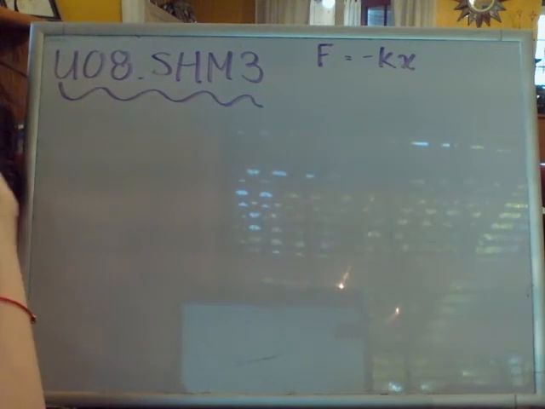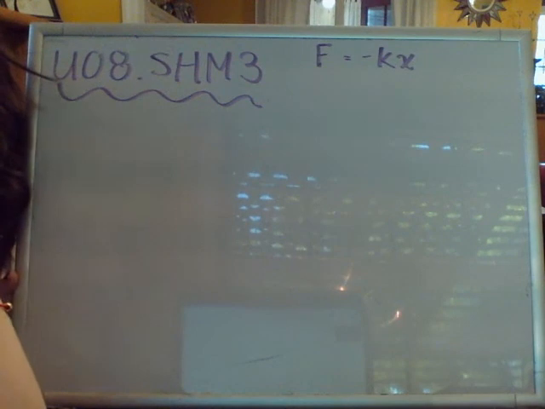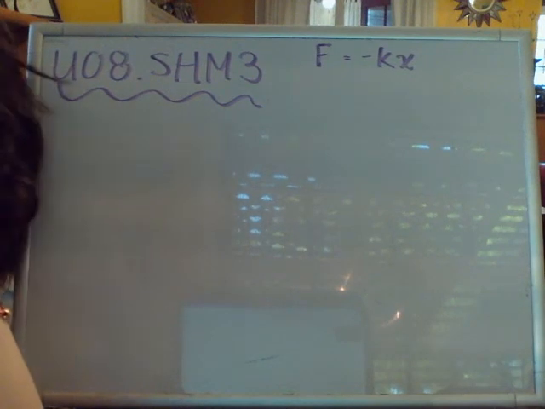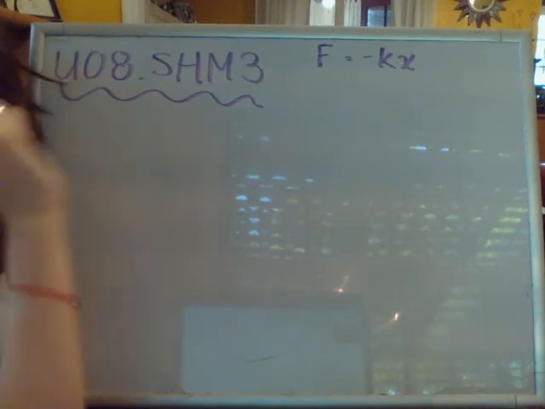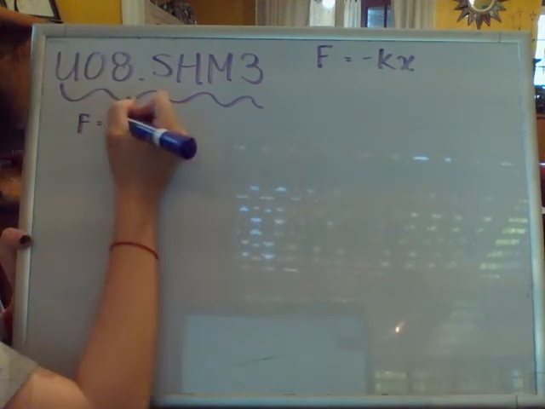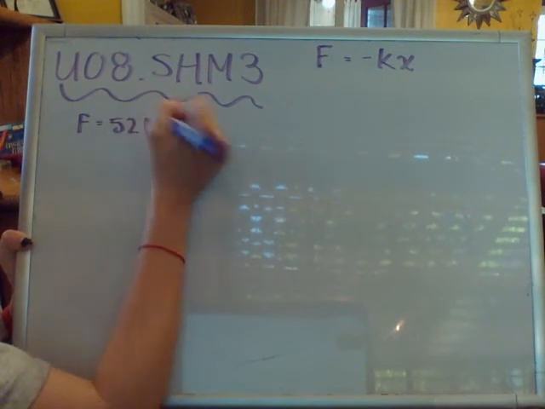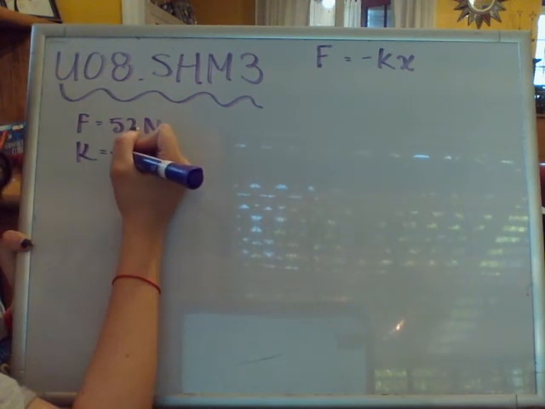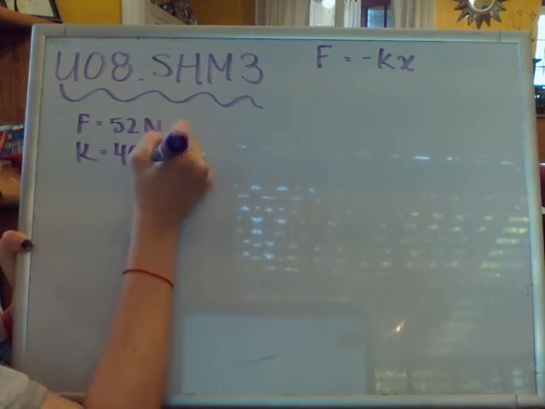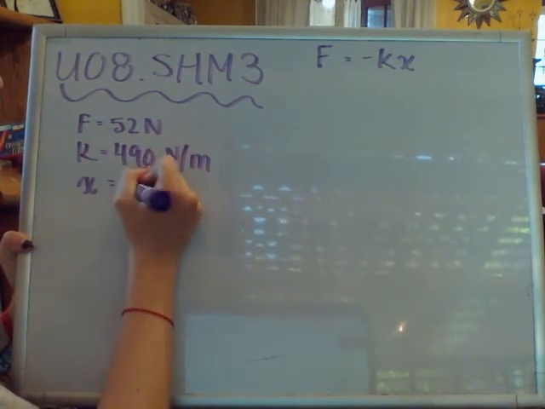So we have an example, and it says an archer applies a force of 52 newtons on a bowstring with a spring constant of 490 newtons over meters. What is the bowstring's displacement? So we know that the force is 52 newtons, and we know that the k is 490 newtons over meters, and we want to find the x, which is our displacement.